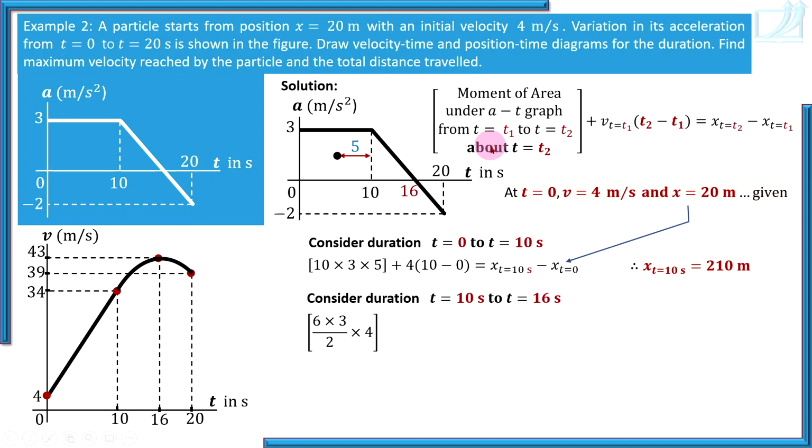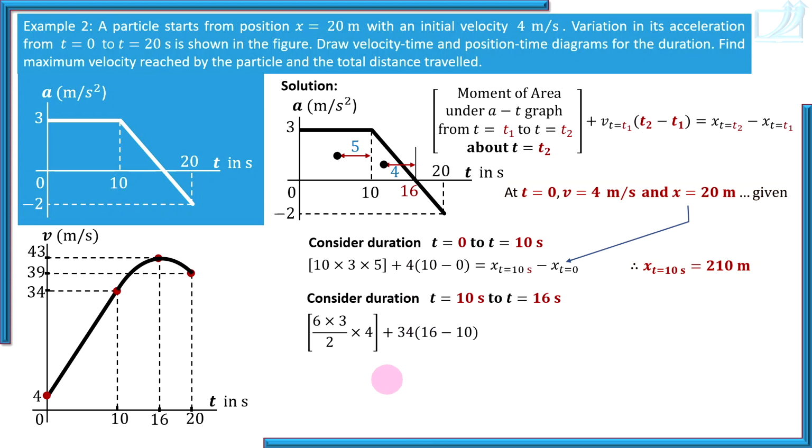It is the moment of area about t equal to t2. So in this case t2 is 16. So we want the distance of the centroid, which is 2 meters from this vertical line, but from t equal to 16 its distance is 4 meters. So 4 meter distance. That is why it is 4 here.